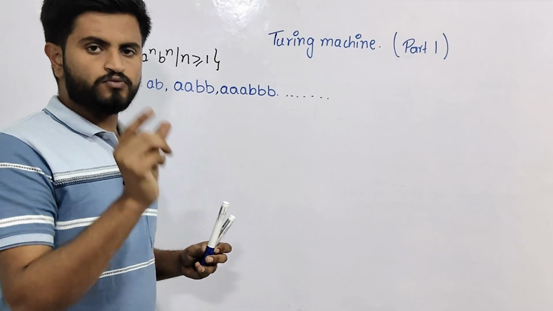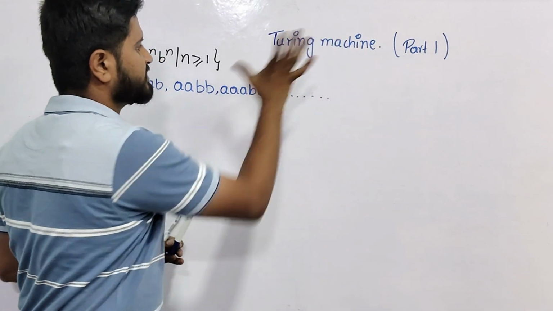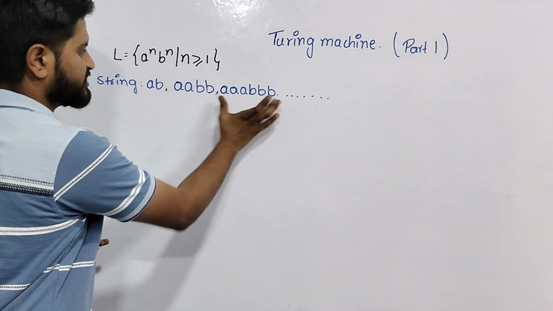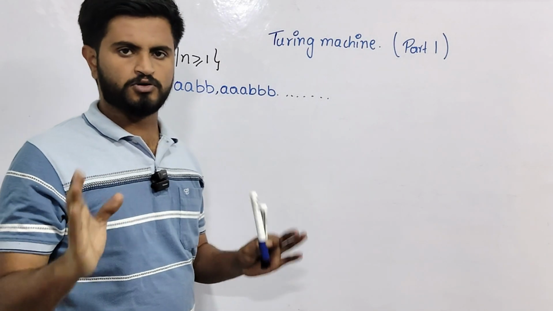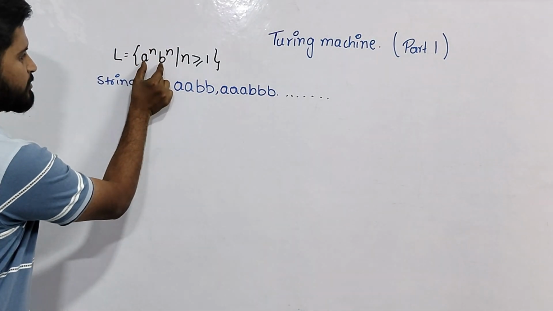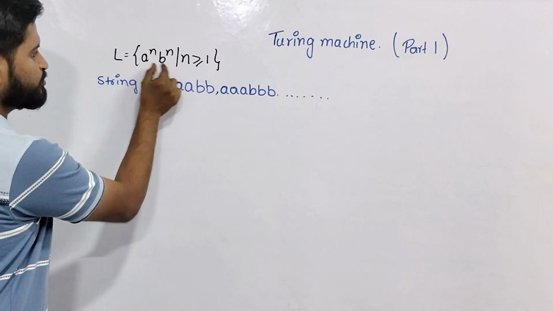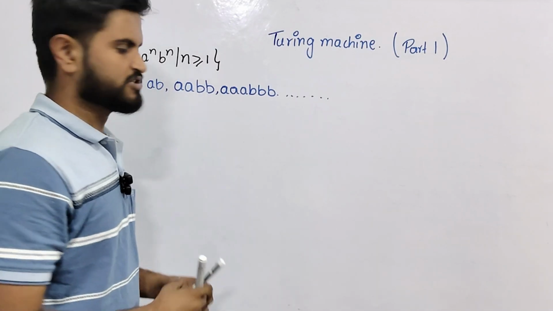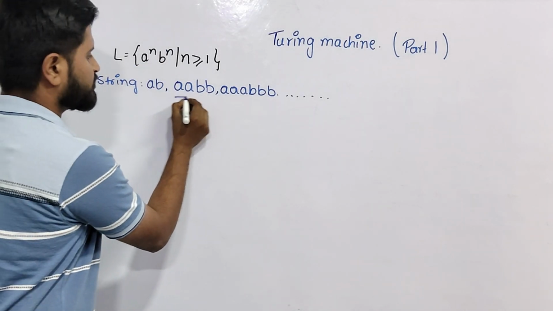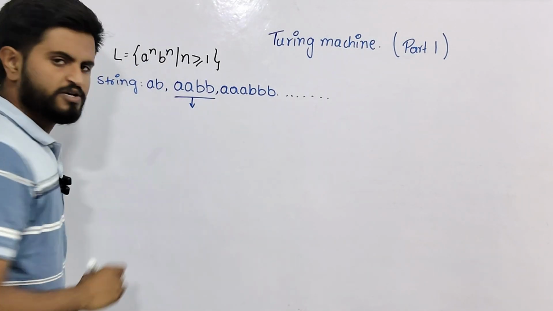Now which string should we take to design the Turing machine? Whether I must take 2a 2b or 3a 3b, this confusion will come to all the students. So the shortest trick is, how many variables are there? A is the one, b is the second. So 2 variables. So what you must take? A power 2, b power 2. This string will be selected.